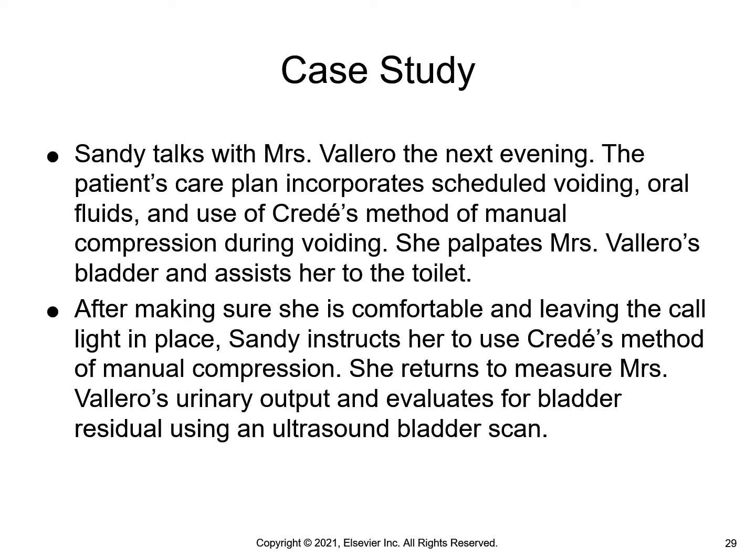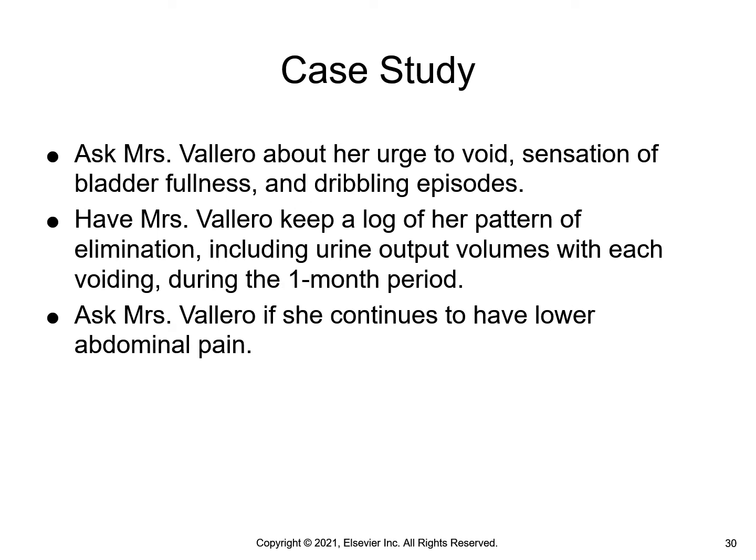What should Sandy put in documentation related to this stage? What patient responses would be consistent with the achievement of each outcome? Consider dribbling episodes and sense of urgency are relieved. The urinary output is greater than 150 milliliters with each void. The lower abdominal discomfort is absent.